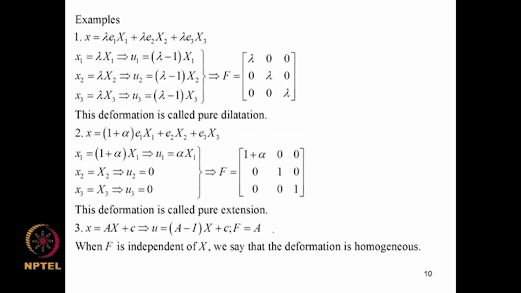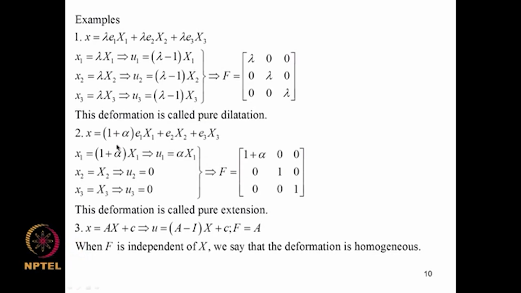We can consider a few examples. Suppose I have the displacement field given by x = λE1 X1 + λE2 X2 + λE3 X3, such that x1, x2, x3 are respectively λX1, λX2 and λX3. The displacements u1, u2, u3 will be (λ−1)X1, (λ−1)X2 and (λ−1)X3. From this I get the deformation gradient matrix F as this, and this type of deformation is called pure dilatation.